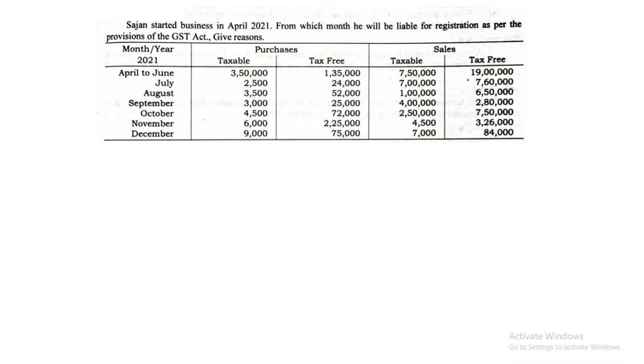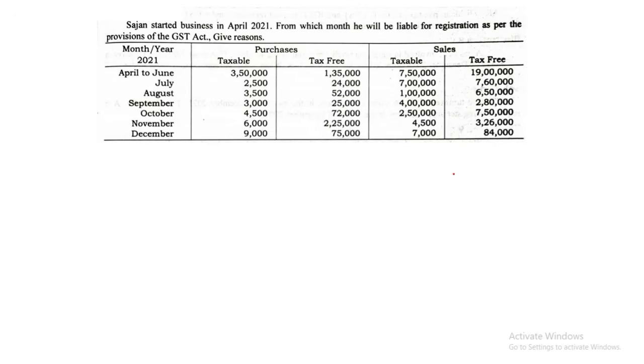Now remember one thing. In order to get the threshold limit, we need aggregate turnover. That is nothing but the total of sales. So purchases are not included at all. So the first two columns are just dummy, not required. They won't appear in our solution. What will appear will be only the months, the taxable sales and tax-free sales.